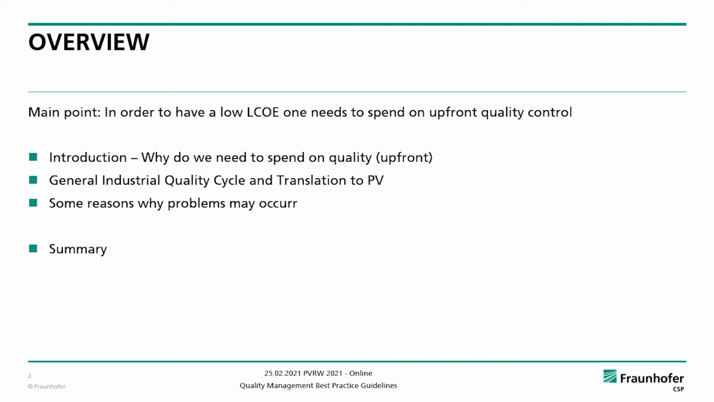The first part will cover the introduction, which will be on why do we need to bother with this in the first place? And then we move over to what is a general industrial quality cycle and what other industries do, and how that would translate to PV. And finally, I'll conclude with some reasons why this may not be going as well as we hope it should be. And I'll complete with the summary.